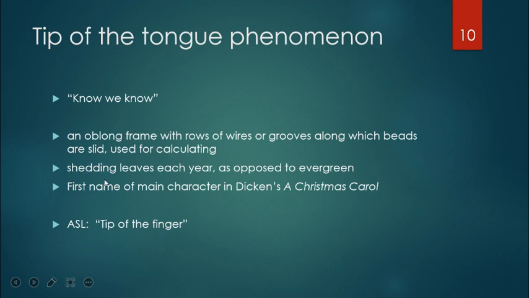The second one: shedding leaves each year as opposed to evergreen. The answer here is deciduous. And: first name of main character in Charles Dickens' A Christmas Carol. That would be Ebenezer, Ebenezer Scrooge. So what they do in some of these experiments is they give people these little examples, these descriptions of something, be it a name or a noun, and they try to induce these tip of the tongue states, and then they try different things to try to alleviate those tip of the tongue states.